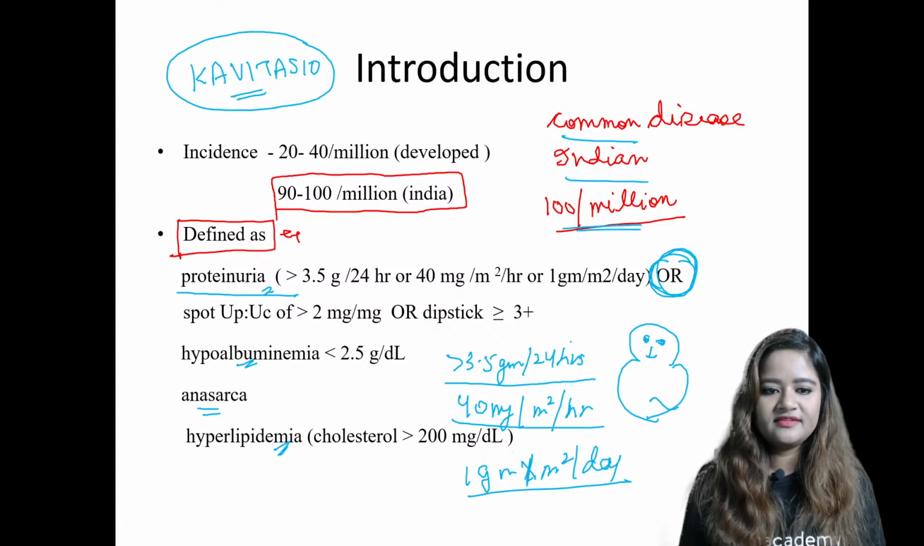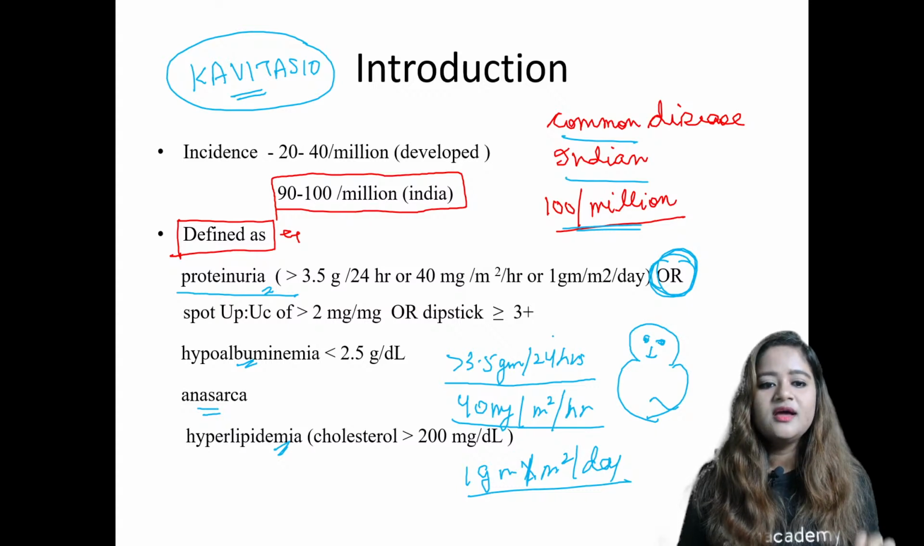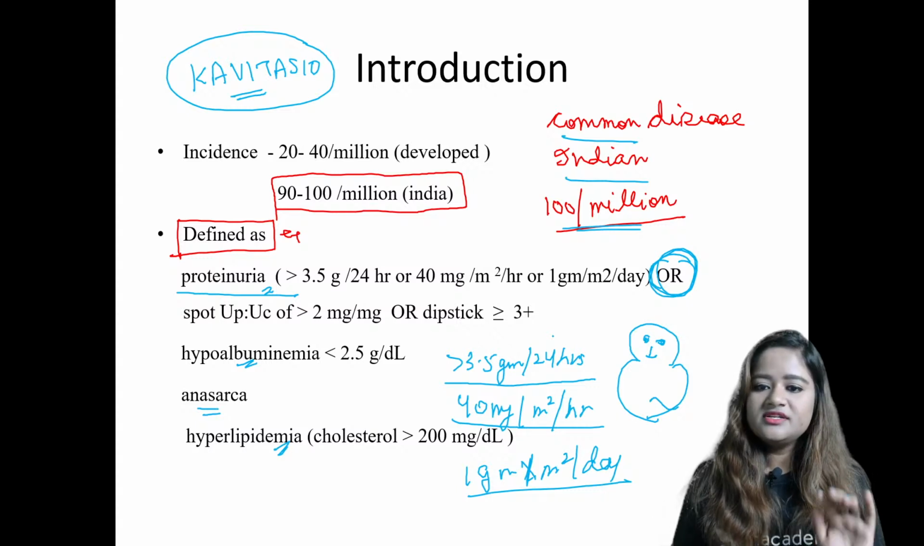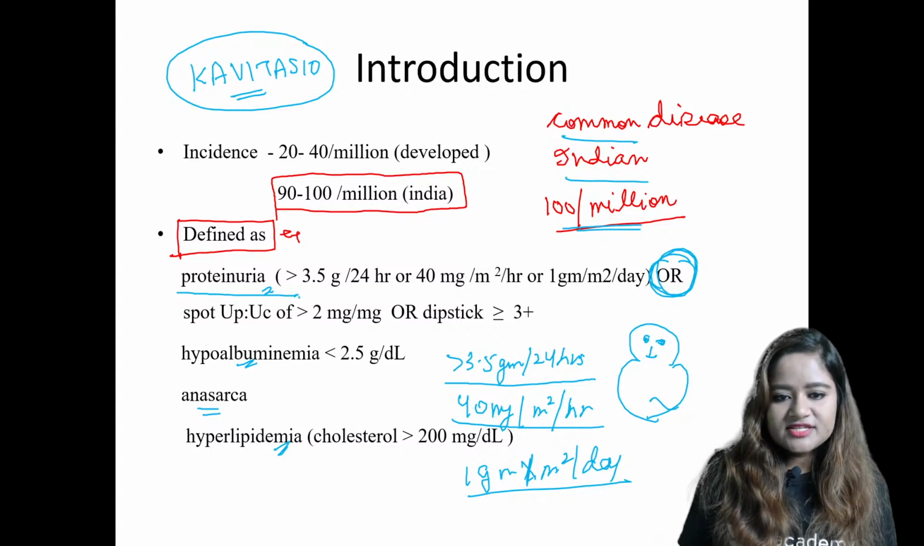So this has to be there. There is no option of skipping out proteinuria. Proteinuria कैसे टेस्ट करते हैं? We have a very simple dipstick test that we do bedside. So we have this facility. You can easily do the dipstick test. So proteinuria has to be present.